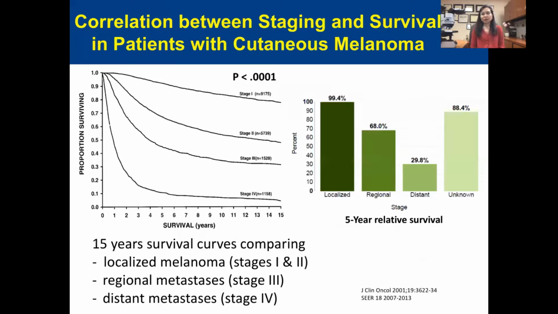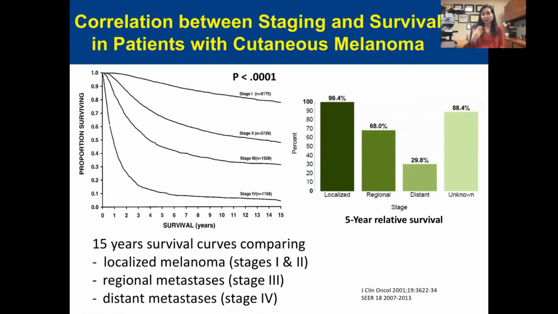So let's look at the survival of patients with cutaneous melanoma. When you look at this 15-year survival curve, one can appreciate that the survival of the patient with melanoma is directly proportionate to the stage of the disease. Here, again, showing the 5-year relative survival rate. Patients with localized disease, that is early stage, stage 1 and stage 2, their survival is pretty good, almost 100%. All they need is to take out the localized melanoma. But the bad news is that for patients who already have distant metastasis, like stage 4 disease, you can see how different it is: the 5-year survival rate drops to about 30%.